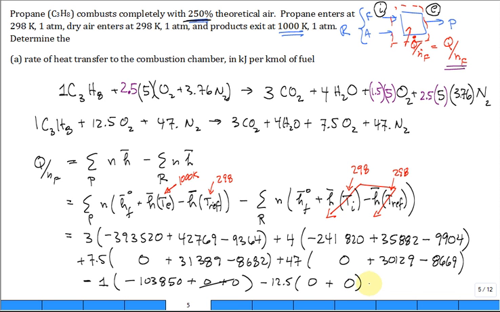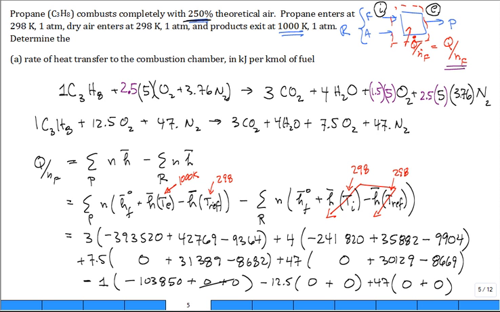And then I do the nitrogen in the reactants. It's going to be 47. The enthalpy of formation is 0. And the deviation from 25 degrees C is 0. So a lot of times there's a lot of zeros, which is good. So now we can compute our final answer.